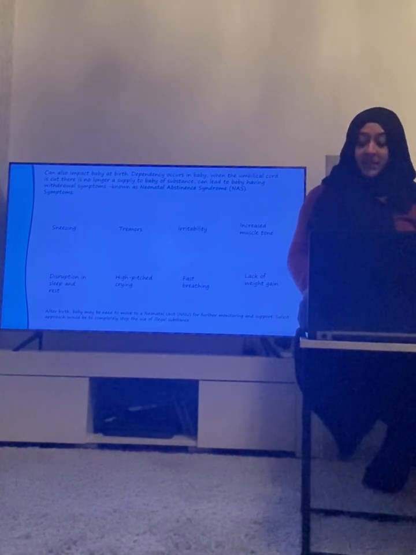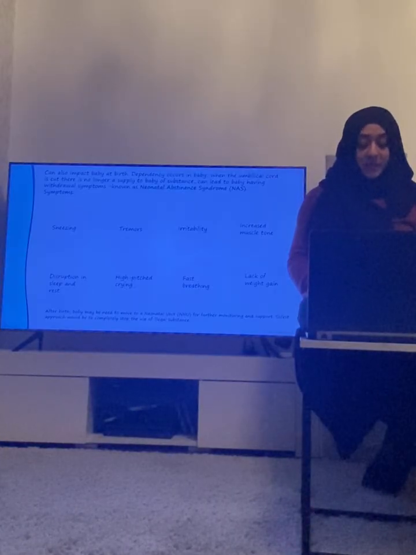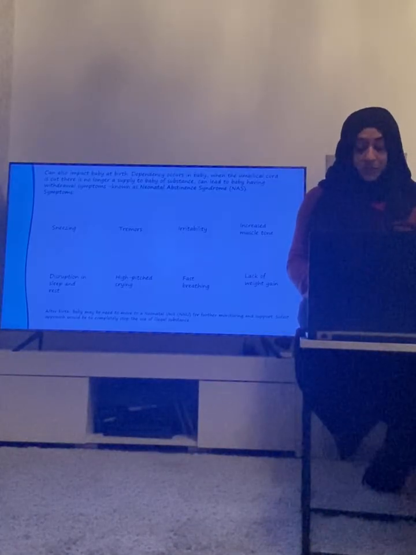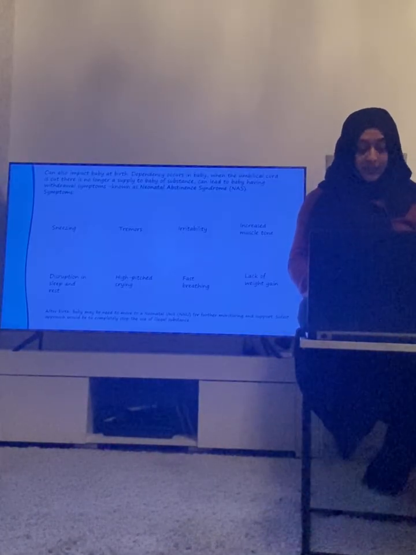After birth, if there are signs of NAS, the baby may need to move to a neonatal unit for further monitoring and support. Some support may include medication given to help the newborn wean off their dependent drug, and this can take days or months. The safest approach would be completely stopping the use of any illegal substance. Help can be sought from healthcare professionals, antenatal and family support services, or drug treatment services.